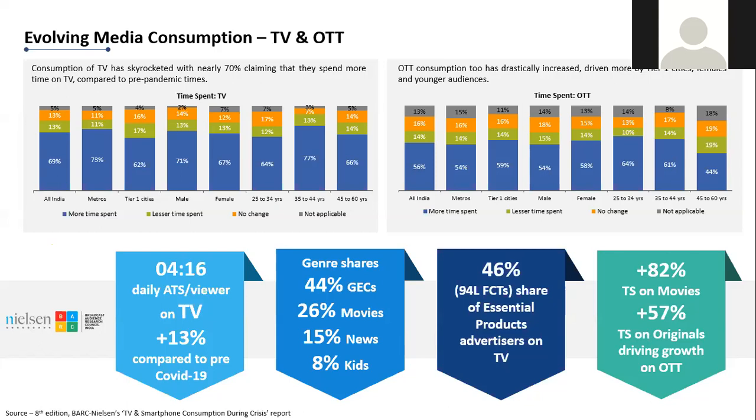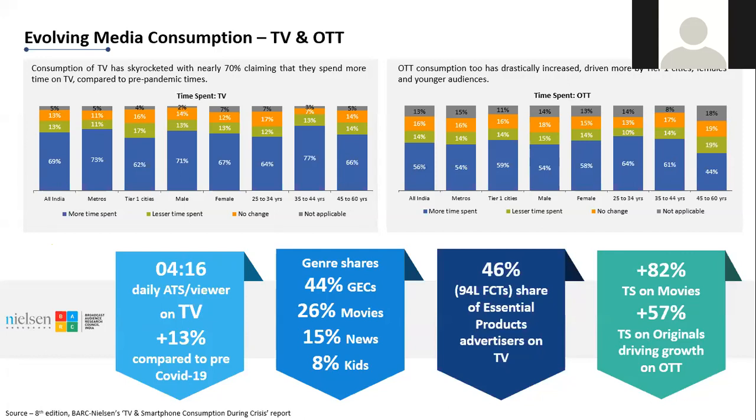When we look at the genres where people are spending more time, it seems that your GECs, which is your general entertainment channels, so all your Star Plus, your Zee, your Colors, have seen a 44% increase in channel share. There's a 26% increase in movie channels, a 15% increase in viewership on news channels, and an 8% increase in viewership of kids channels.